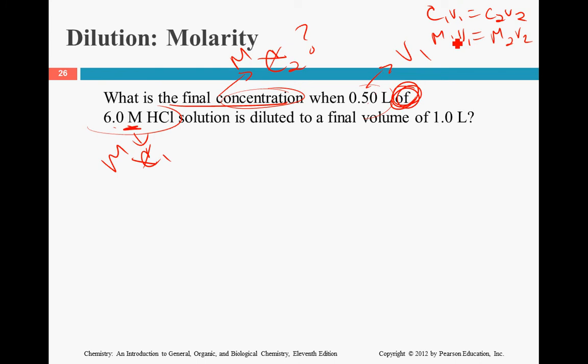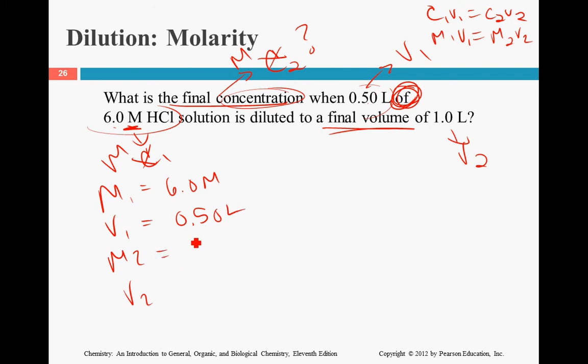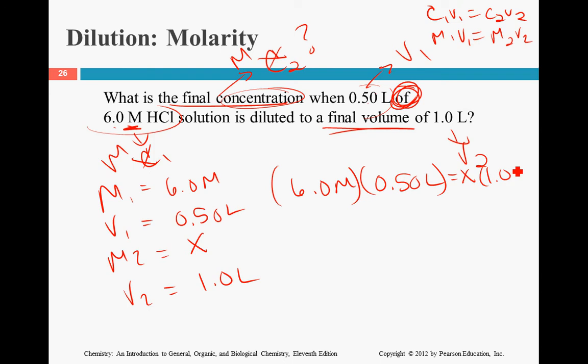Okay, so let's go back to the question. What is the final concentration when 0.5 liters of 6.0 molar HCl is diluted to a final volume, there's another clue, of 1 liter, so that's going to be our V2. So we have M1, V1, M2, V2. M1 is 6.0 molar, V1 is 0.50 liters, M2 is our X, V2 is 1.0 liters. So 6.0 molar times 0.50 liters is equal to X times 1.0 liters. Notice 0.5 liters of 6.0 molar, those have to be on the same side of the equation.